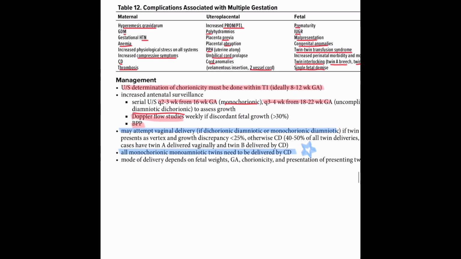How would you manage them? So first of all, ultrasound would be needed to determine the chorionicity. It must be done within the first trimester, ideally 8 to 12 weeks. So around 8 to 12 weeks, you get to know in the first trimester the chorionicity. Okay, now chorionicity means number of placentas, right?